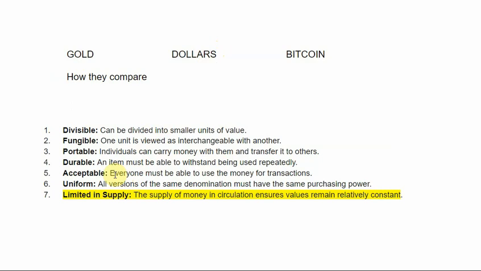Okay, acceptable. People need to be able to accept money as payment for things. So it needs to be acceptable. So gold is acceptable. Dollars are acceptable. What people don't understand about gold actually and silver is that it's actually illegal in many places to use gold and silver as a currency. So people say, oh, well, you can use gold and silver. Well, actually, you can't. If you start minting silver and gold coins, you'll be in trouble very quickly if you start trying to put them into the actual monetary circulation.